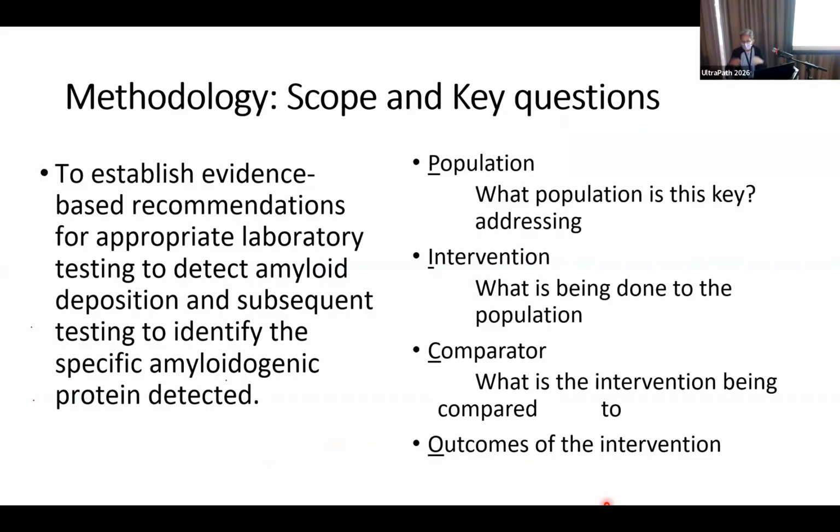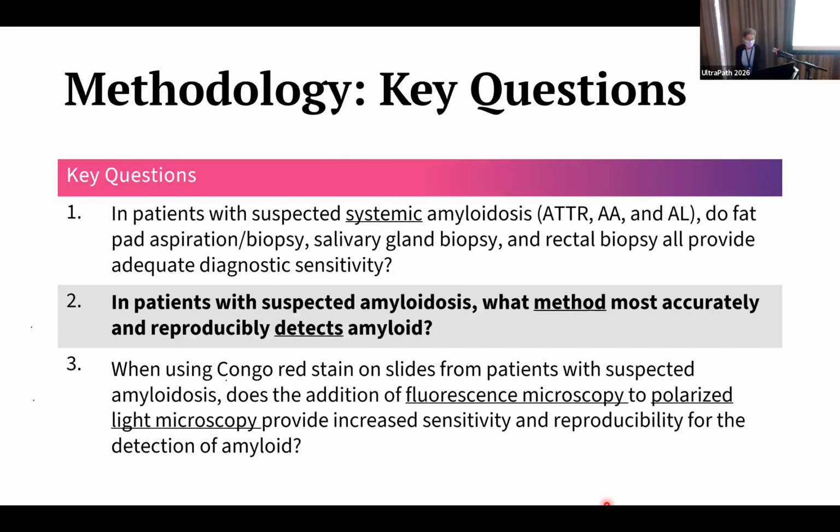The key questions have to be structured in a particular way for these studies. We call it PICO: Population, Intervention, Comparator, and Outcomes. And the expert group argued a lot about these. What population is this key question addressing? What's being done to the population? What's the intervention being compared to? And what are the outcomes? Outcomes are a bit difficult to decide on.